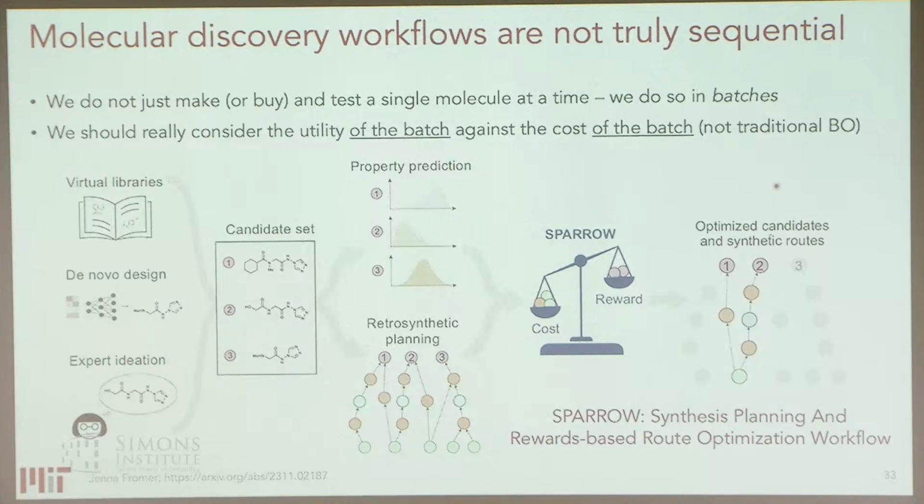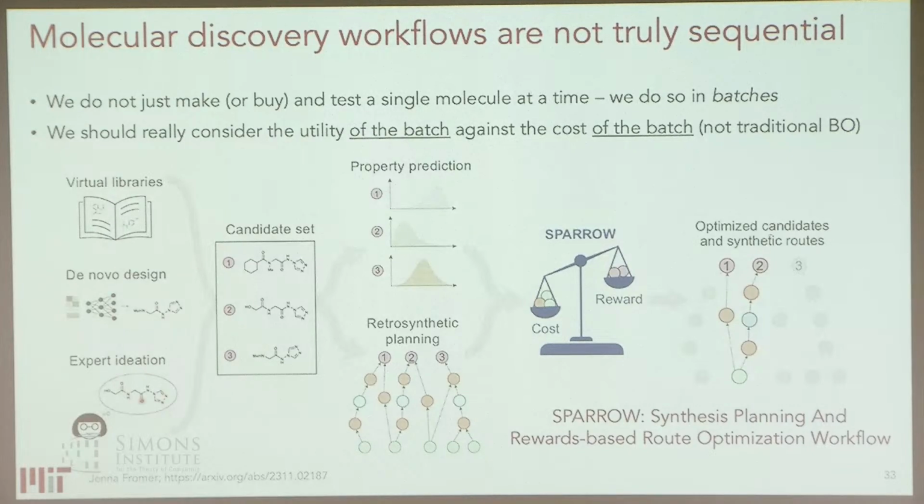And so effectively what we're doing with Sparrow here is we're trying to add this optimization layer on top of generative models, on top of property prediction models, on top of synthesis planning models to inform batched molecular design. And one of the other benefits here is that we're trying to put candidates from any source on equal footing, right?